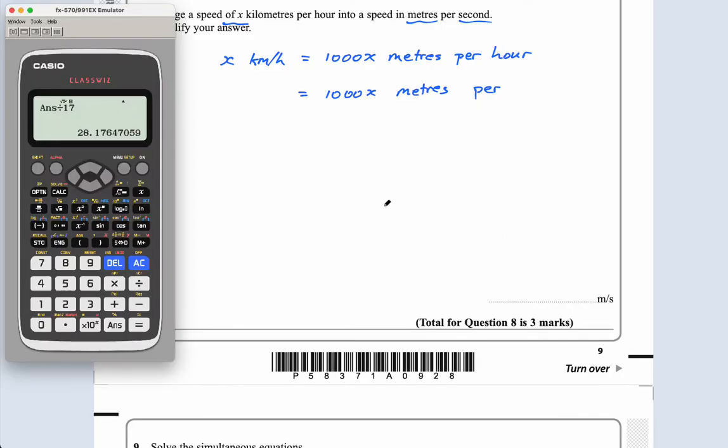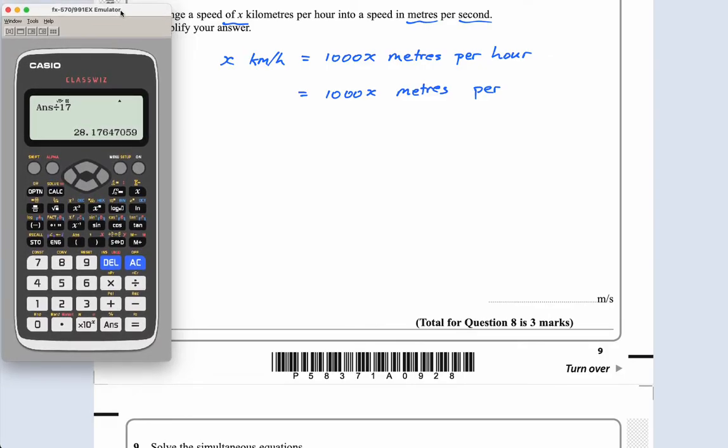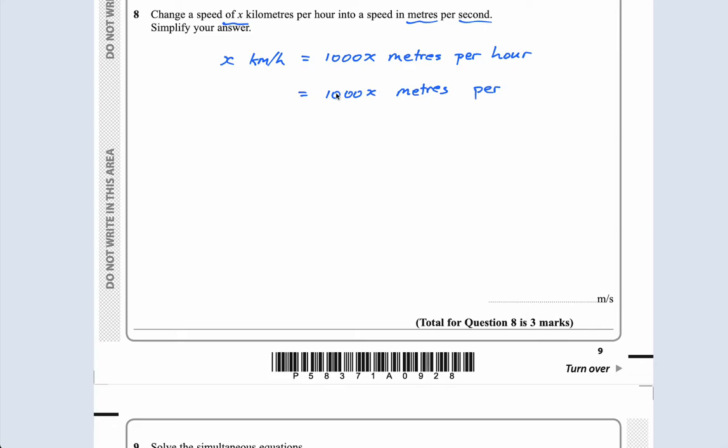Now, I've said before, guys, even just for your general knowledge in life, it is worth knowing there's 3,600 seconds in an hour. How do I know that? Well, there's 60 seconds in a minute, and there's 60 minutes in an hour. So I just do 60 times 60, and I get 3,600. So there's 1,000x meters per 3,600 seconds.